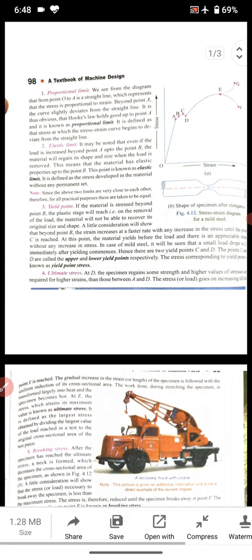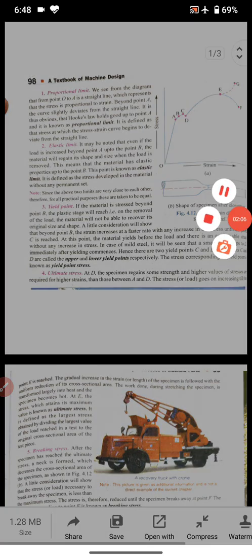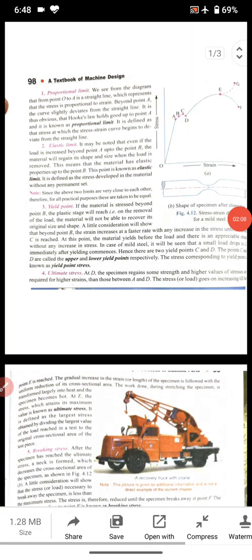I will discuss stress strain curve for brittle material also, and at the end of the lecture you will be able to understand why you are going to study this in machine design.